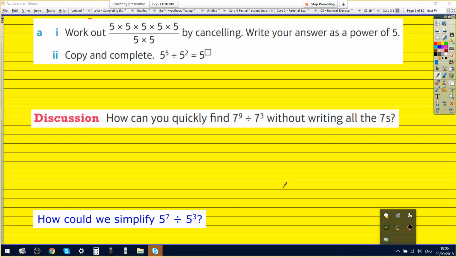Yes, that'd be. And it just has to be 5 to the power of something.